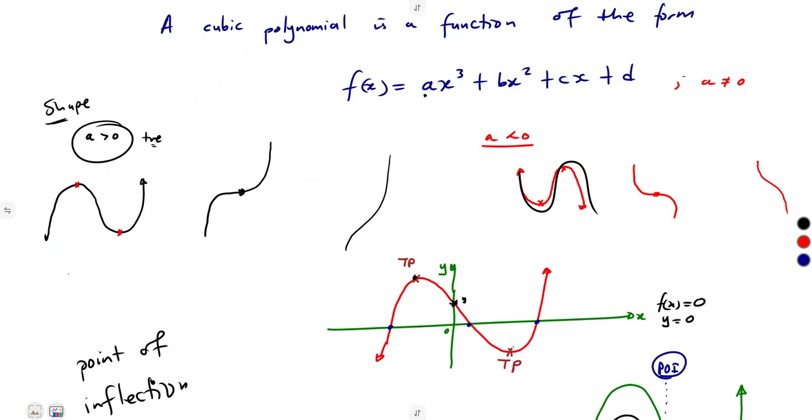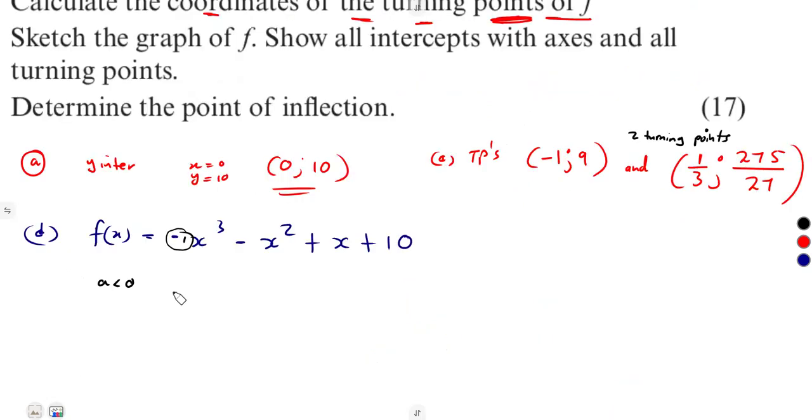Remember, this one and this one being our turning points. These are two turning points. Here it is one turning point. Here, no turning point. Remember the condition. So where we have got two turning points and A is less than 0, the shape is going to be like this. So this is the shape that you were going to have in our case.